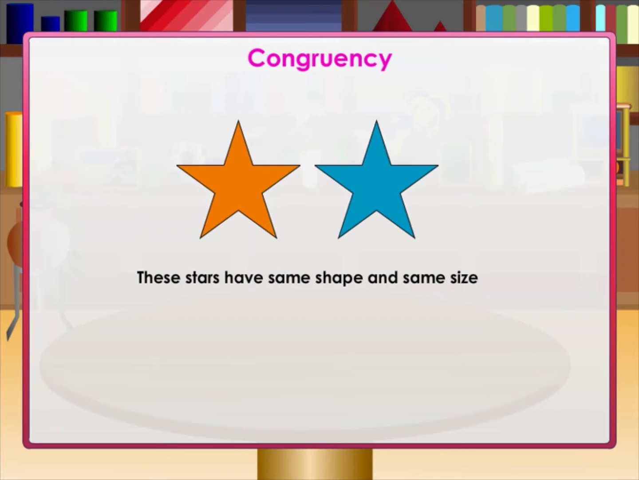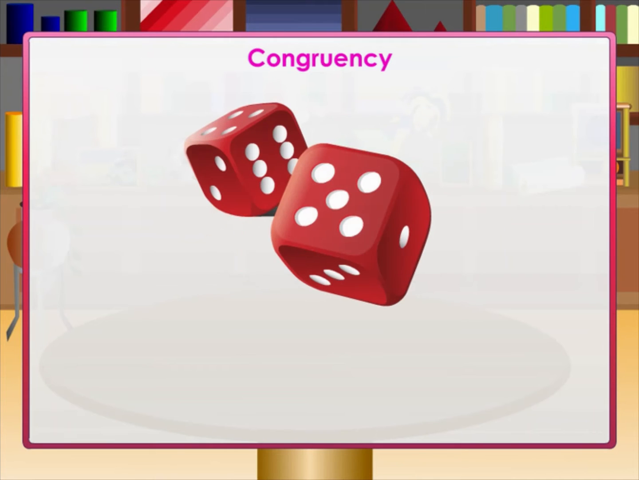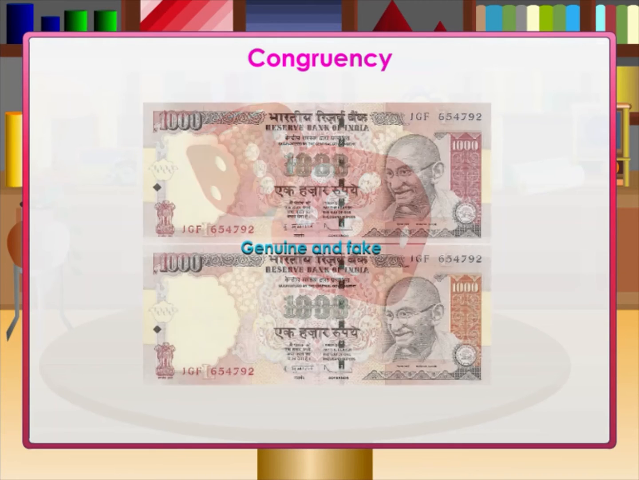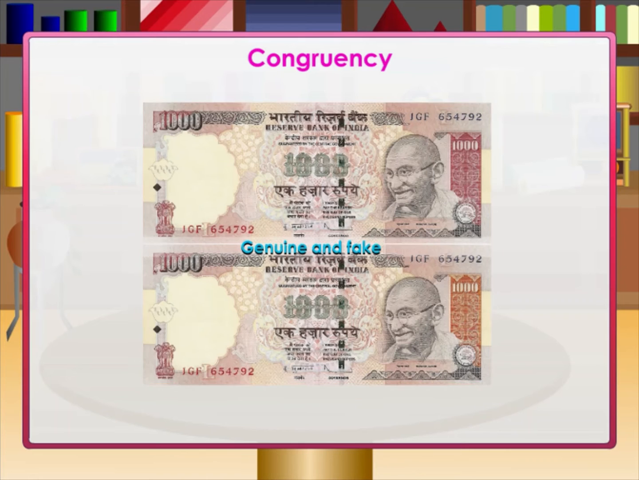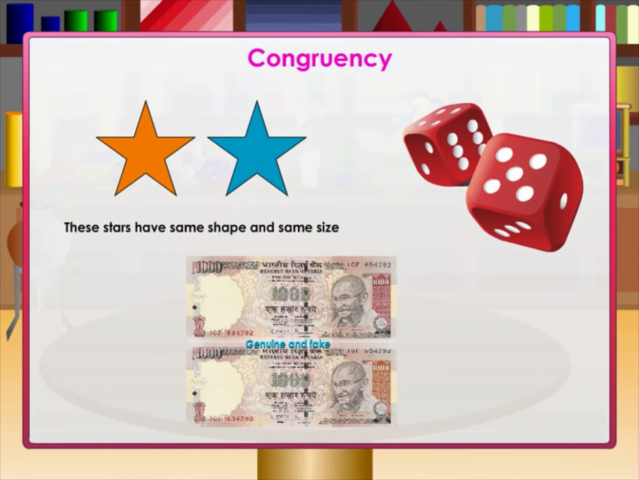Congruency. Look at these two stars. They have the same shape and same size. Look at the second example. The two dice are of the same size and same shape. Now take 2,000 rupee notes. Place them one over the other. What do you observe? One note covers the other completely and exactly.